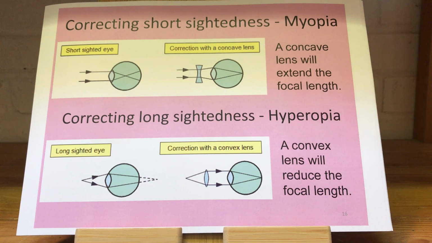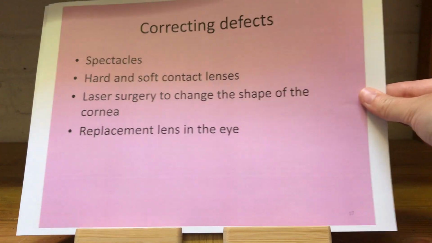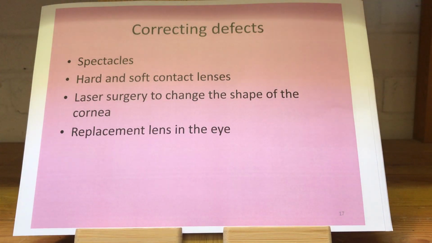Correcting defects. Well, I've talked about this already. I talked about the glasses just then. We've got the hard and soft contact lenses, which change the refraction of light at the cornea. We've got laser surgery to change the shape of the cornea. I mentioned that already. And we could replace the whole lens in the eye.